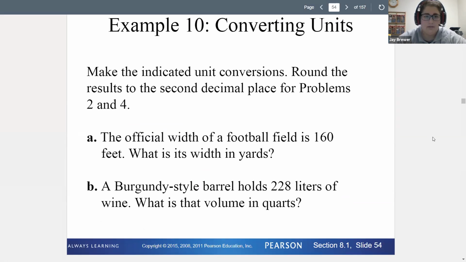They'll be pretty easy. The first thing we're going to do is figure out the official width of a football field. If it's given as 160 feet, what is the width in yards? The second thing we're going to do is a Burgundy style barrel holds 228 liters of wine. What is the volume in quarts?